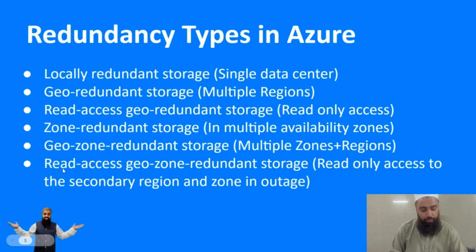And finally, read access geo-zone redundant storage. It also offers us read-only access to the secondary region and zone in case of any power outage, network outage, or natural disaster. So we are going to use any of these depending on the nature of data. If I want to have it highly available every time, I would recommend that we must have read access geo-zone redundant storage. In case of any issues, our data would still be available with read-only access.